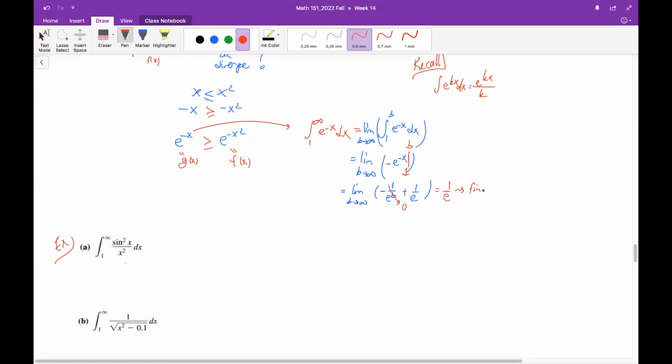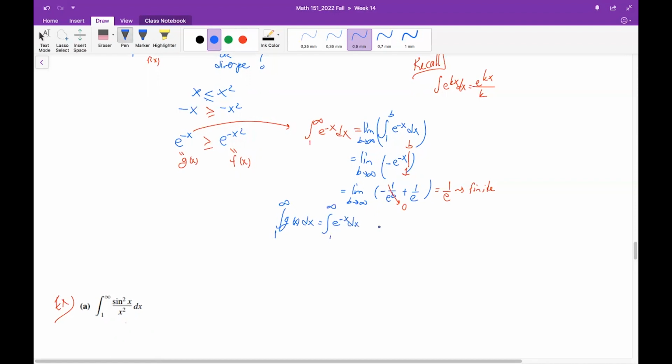So this is a finite value, meaning that the improper integral that we started with, which is the integral of the g of x function from 1 to infinity, g of x dx, we computed here, from 1 to infinity e to the power minus x. Since the result is finite, it is convergent, it converges.